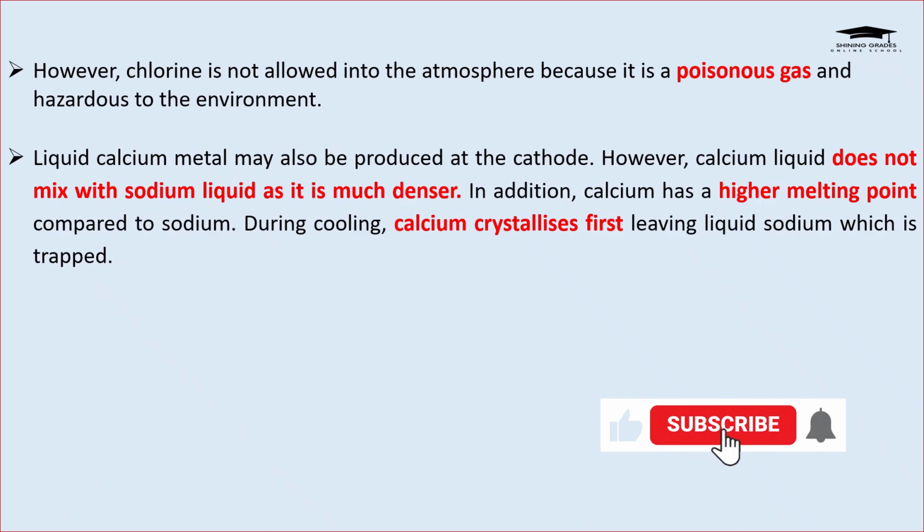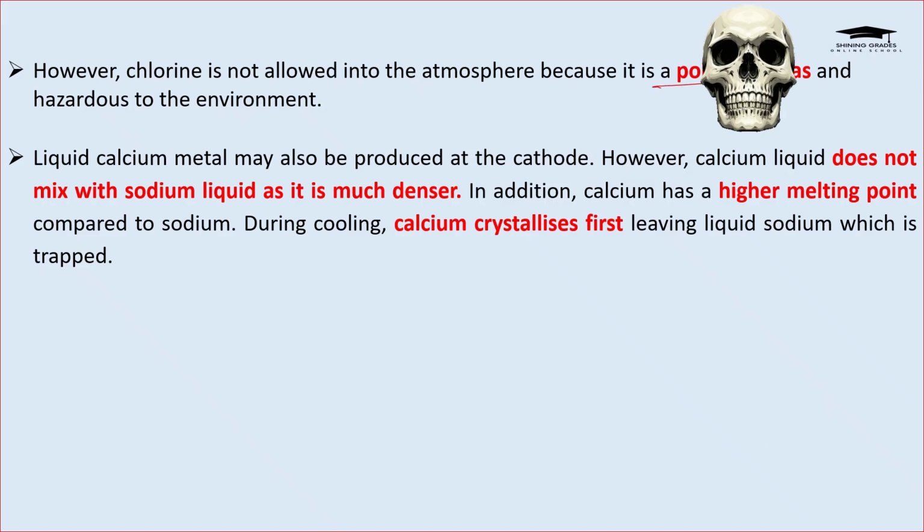So chlorine gas, as we have said, is not allowed into the atmosphere because it is a poisonous gas. And we have also said that instead it can be subjected to other uses. Chlorine is used as a raw material in most industrial processes, and we have said that it can be used in manufacture of hydrochloric acid, solvents, plastics, and also disinfectants. So chlorine, apart from being a poisonous gas, is also a raw material in most industrial processes.